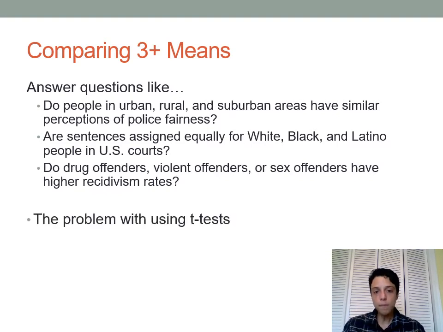So you might be wondering, why don't we just use a bunch of t-tests to compare across these three groups? So why don't we compare urban and rural and suburban, and urban and suburban, and just do a t-test for each one?